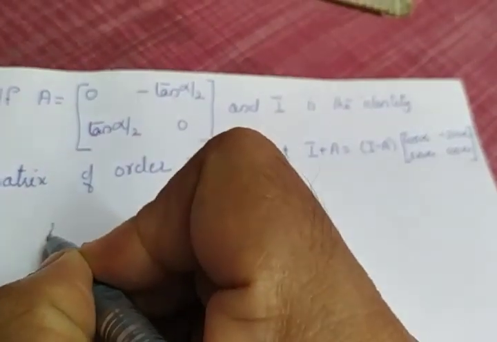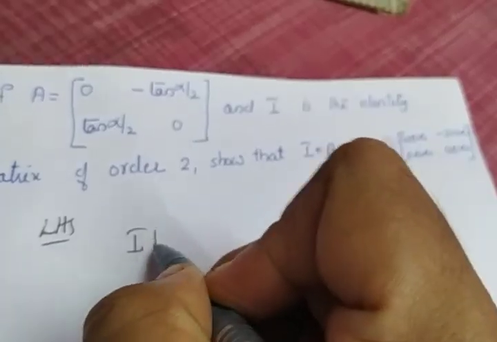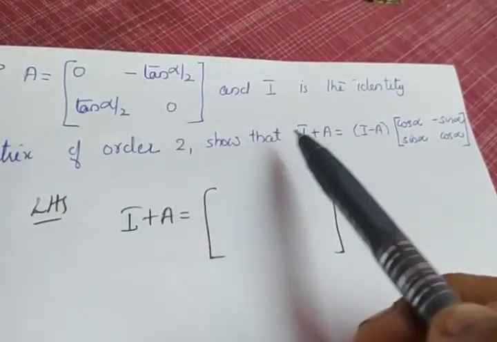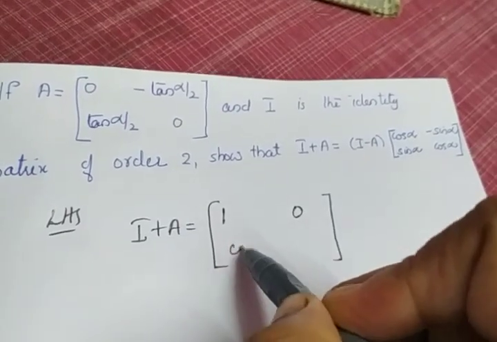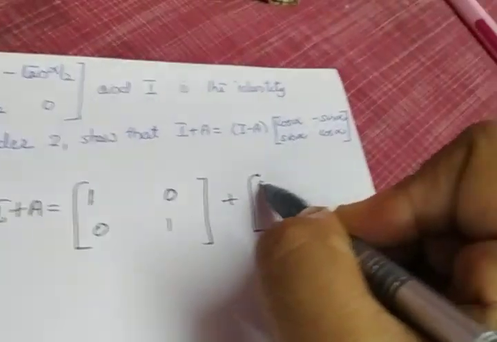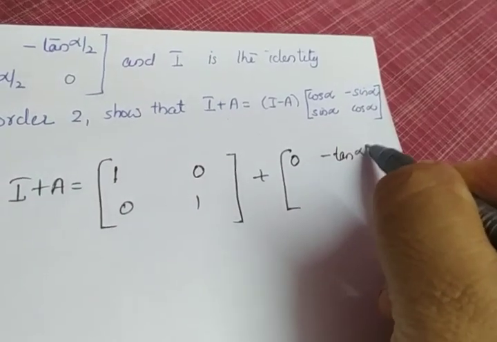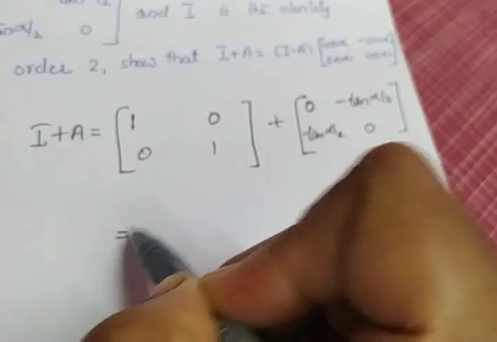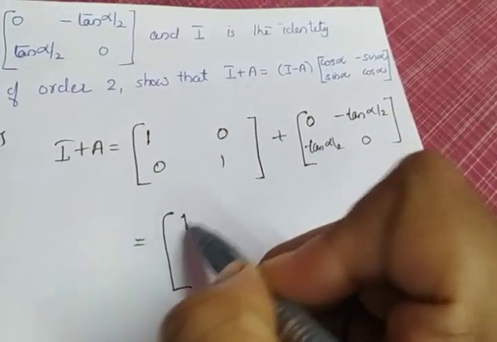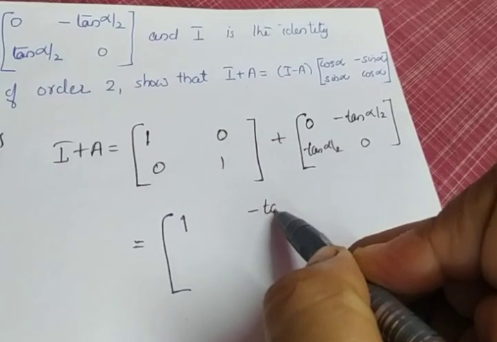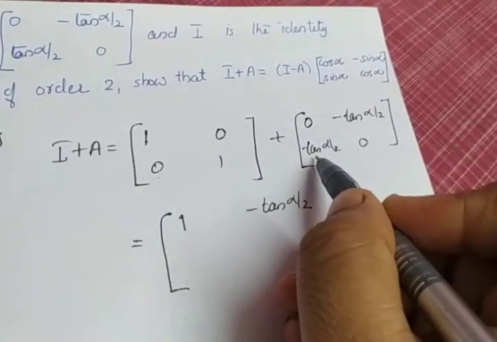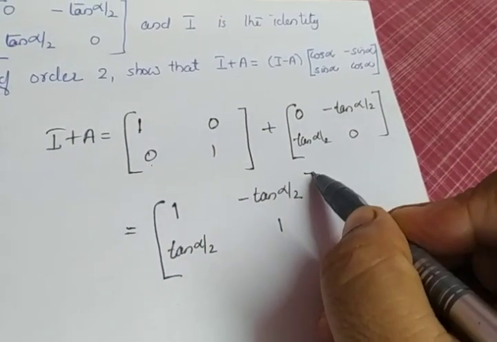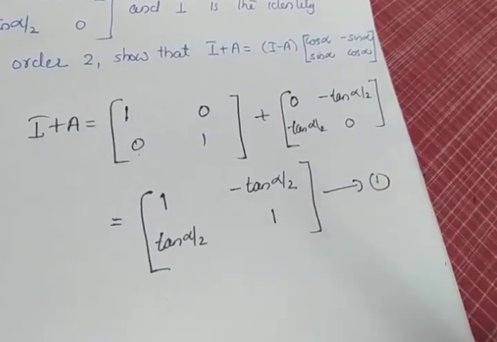Take LHS. What is LHS? I plus A, isn't it? So just add both the 2 by 2 matrices. I is, we know, [1 0; 0 1] plus A, which is given as the matrix [0, minus tan alpha by 2; tan alpha by 2, 0]. Just add these two matrices. What we will get? 1 plus 0 gives you 1. 0 plus minus tan alpha by 2 gives you minus tan alpha by 2. 0 plus tan alpha by 2 gives you tan alpha by 2. And 1 plus 0 gives you 1. Okay, so this is our LHS and let it be equation number 1.